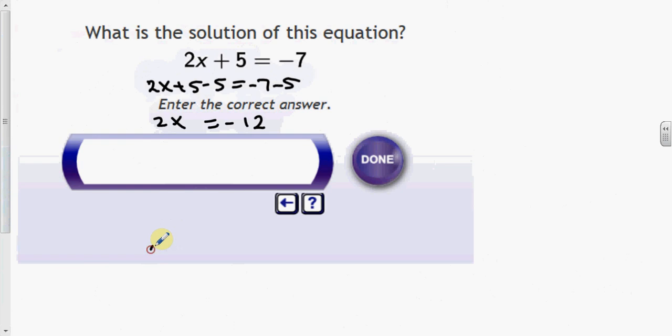Now, this is 2 times x is equal to negative 12. It's 2 times x. I want to get x by itself. I'm going to divide 2 on both sides. 2 times x divided by 2. Well, that'll get rid of the 2 on the left side, is equal to negative 12 divided by 2.